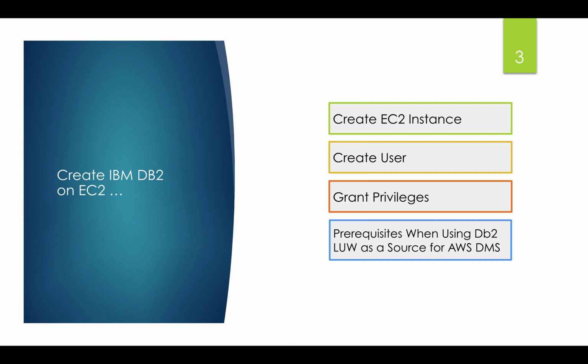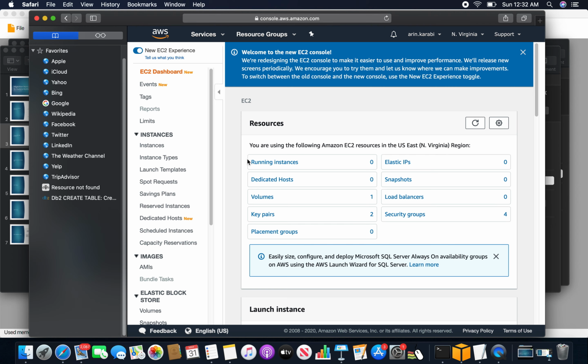It's kind of a prerequisite when you are using DB2 LUW as a source in AWS DMS for ongoing replication. That means at the time of replications or migrations, if there are any ongoing activities, any kind of DML activity going on at the source side, it will be replicated seamlessly to the target.